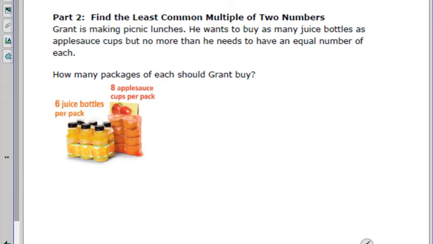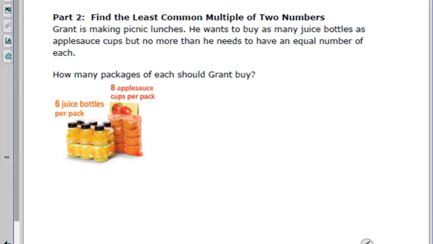Okay, let's put this newfound knowledge to use. Grant is making picnic lunches, and I guess he doesn't care how many lunches he makes, as long as he has the same number of juice bottles as applesauce cups. He's going to pair them together. He wants no extras of either. And so apparently we want the least amount of packs we can make. Interesting way to feed people at a picnic.